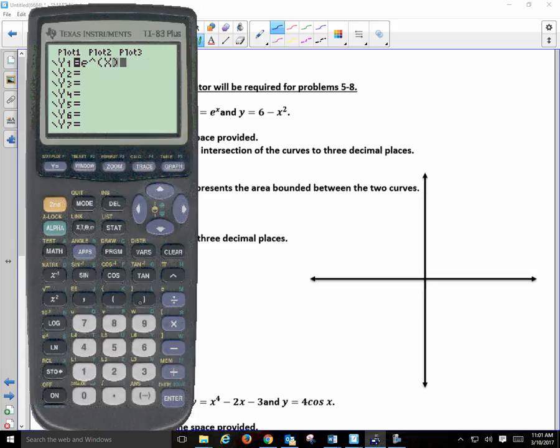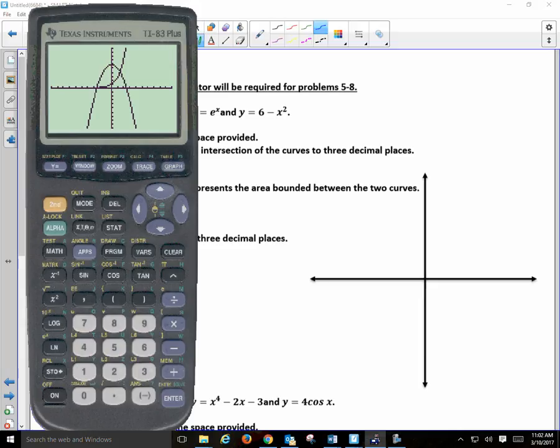I've got e to the x, and I've got 6 minus x squared. I'm going to draw that graph. Because I had an excellent college algebra experience, I remember that the graph of e to the x looks like this. And I remember that 6 minus x squared looks like this. So no big deal about drawing the graph. The calculator simply confirms what we already knew.